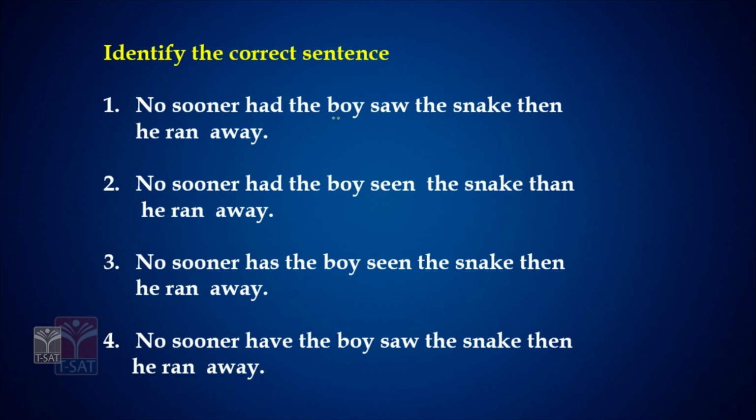So, no sooner had the boy saw the snake. You can see here had, saw, there is no agreement. It should be had seen. So, you can clearly say that then is wrong and you can eliminate 3 and 4. Now, if you see 1 and 2, no sooner had the boy saw, no sooner had the boy seen. So, here the second one is the better one, the right one. It fulfills the rule using the structure no sooner and than. Let us move to the next one.